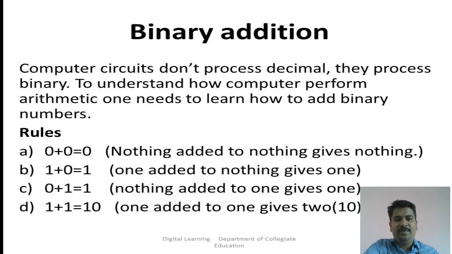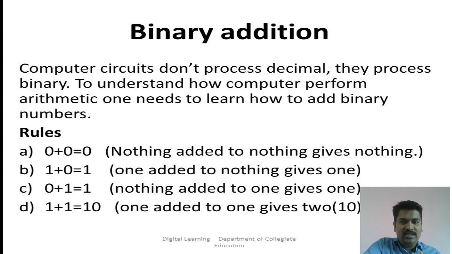Before going to the 2's complement method, we need to understand some of the rules related to binary addition. Okay, the computer will not process decimal numbers, but only binary numbers. To understand how the computer performs mathematical operations, one needs to understand the addition of binary numbers very well. For that, we need to go through some of the rules related to binary numbers. And the rules are, I'll go one by one.